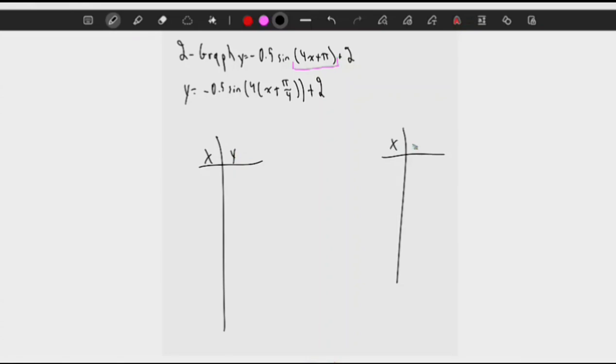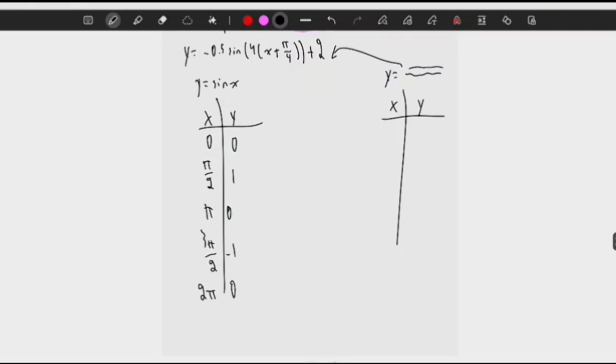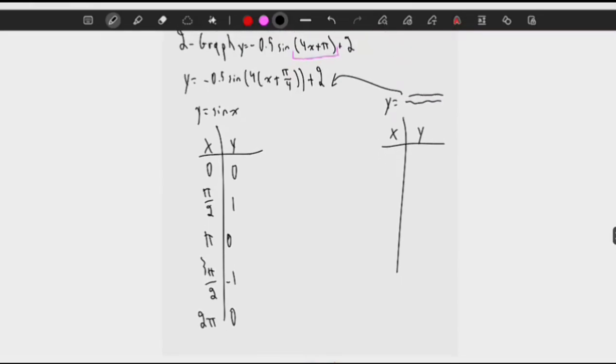So here we have our y is equal to sine x, and then here we have our y equals whatever transformed function that we're trying to graph. So for y equals sine x, you have your 0, pi over 2, pi, 3 pi over 2, 2 pi. Those are your main important points. And then for sine, it goes 0, 1, 0, negative 1, 0. So those are going to be your main points for your x and y. So now you transform those over with this.